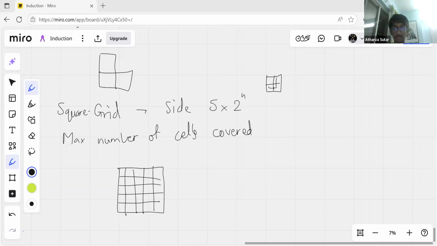The 5 is fixed, and n can be anything. For example, if n is 0, then it would basically be a 5 by 5 grid. If n is 1, it would be a 10 by 10 grid and so on. So you want to find the maximum number of cells covered for any n. Okay, anyone has any ideas? First of all, for the n equals 0 case, the base case, can anyone find what is the best tiling for this?